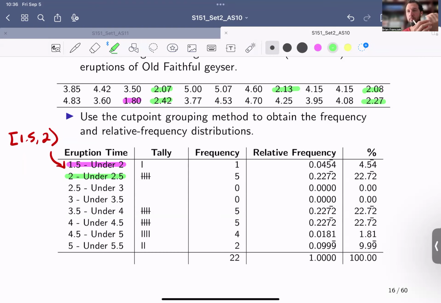And that just depends on the amount of repetition at each of the values. So if we have a low amount of repetition and a lot of different values, it's going to be a limit or a cut point grouping illustration.